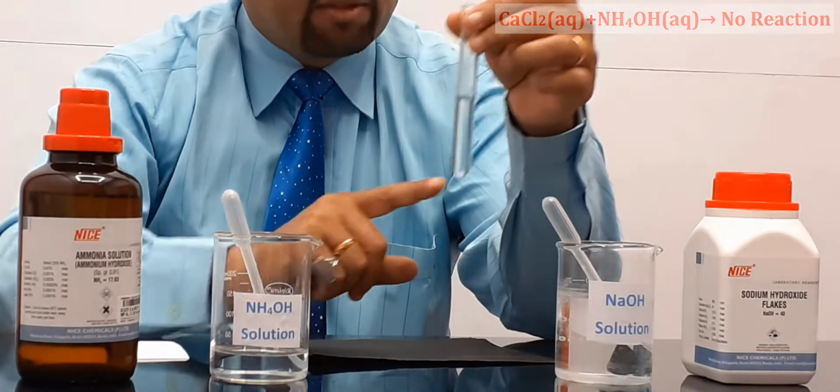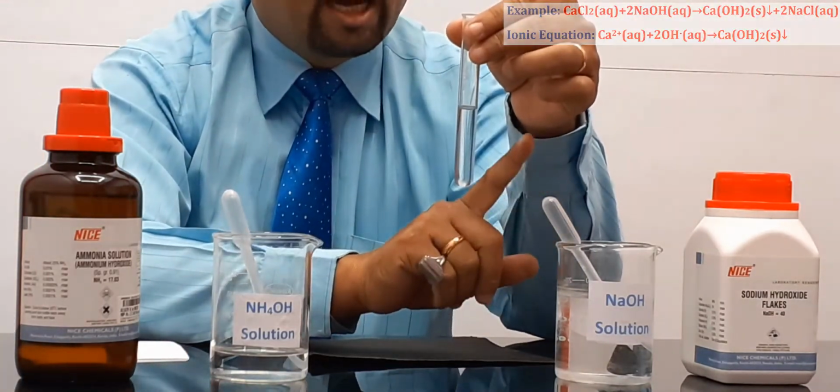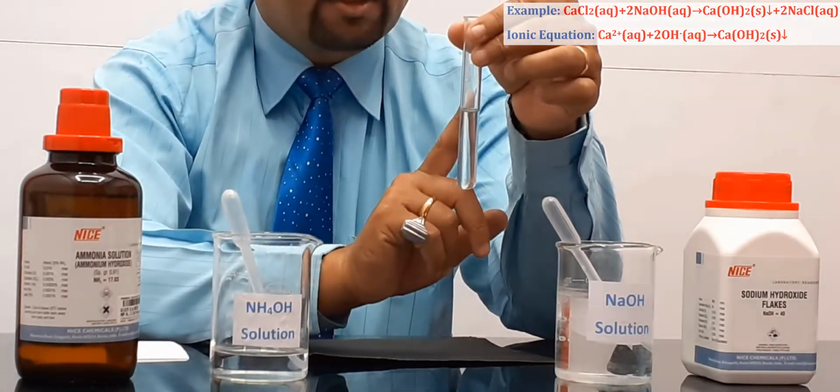Now, the white precipitate which is forming with this is calcium hydroxide, Ca(OH)2. Okay.